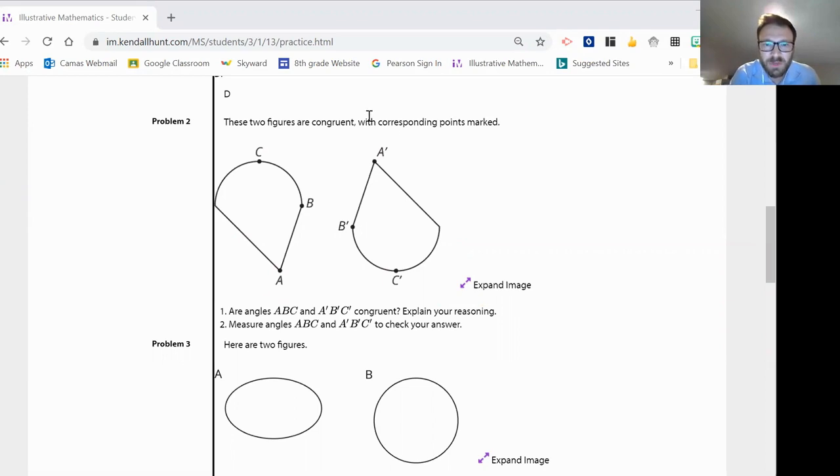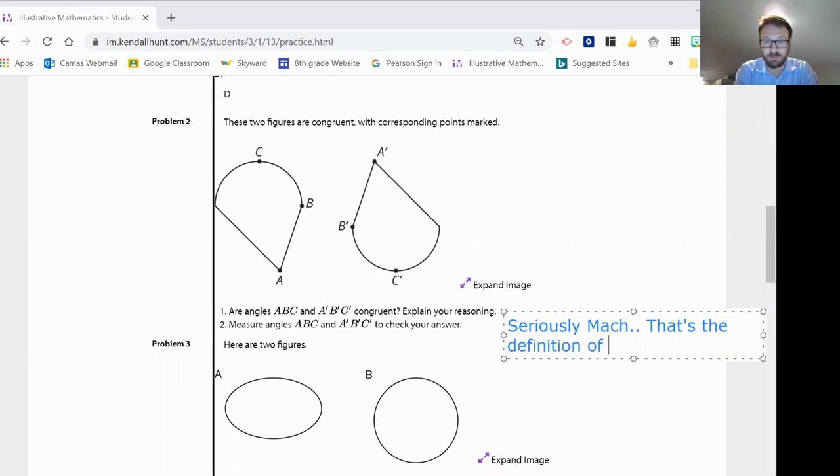And it already even tells you too, with corresponding points marked. See, A and A prime, those are corresponding. B and B prime, corresponding. C and C prime, corresponding. They're all congruent. You just be like, are they? Yeah, that's the definition of congruent. Like that's literally what we can write. You can just be like, boom. Seriously, Mark. That's the definition of congruent. And then smiley face. Yay. All right. I mean, you don't have to totally write that. You could if you wanted to write that. You don't have to write that. Okay, so that's that one.